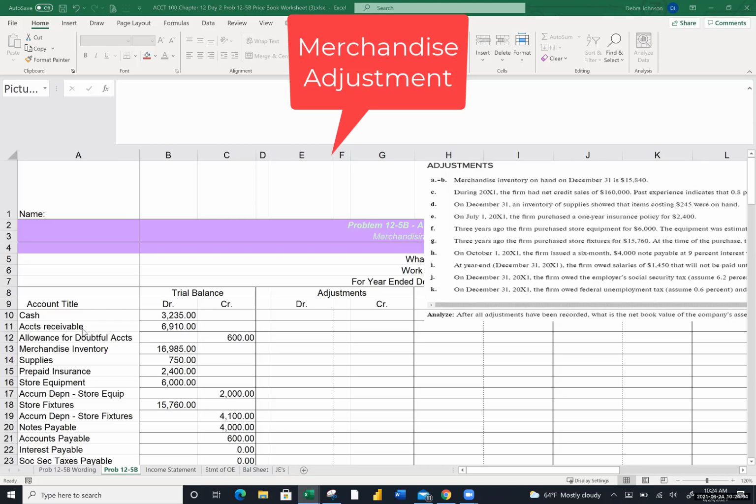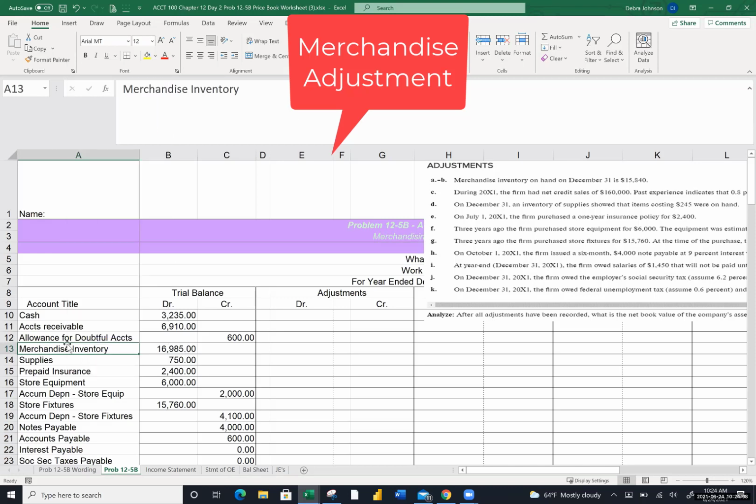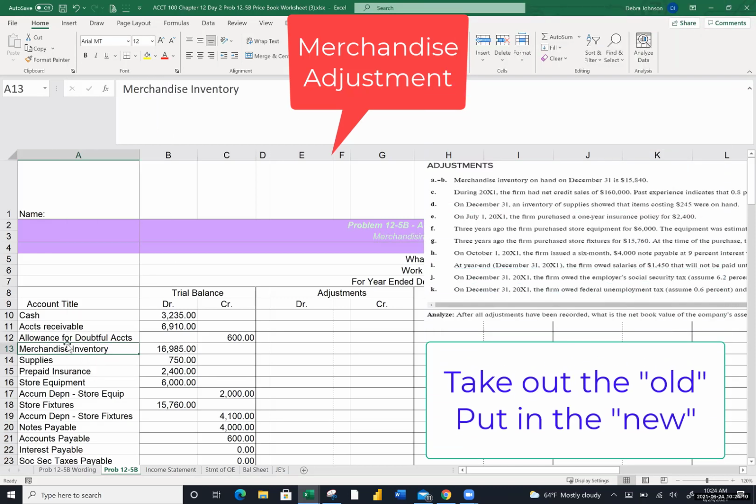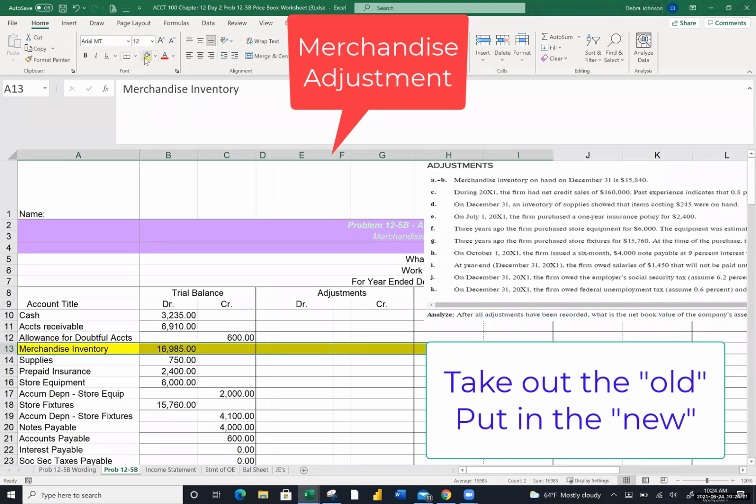All right, inventory, what do we remember about that one? 2 adjustments, 2: take out the old, put in the new. So I'm going to highlight this one because this is the one that can throw people off, because it is new on a worksheet. So step 1, take out the old.